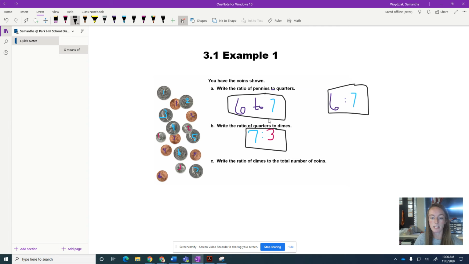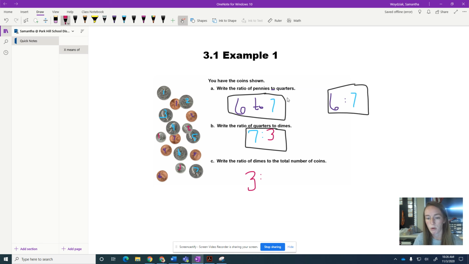Now this next one is a little bit different, so make sure you're paying attention. It says write the ratio of dimes to the total number of coins. So we already know how many dimes we have. If we go back and look, we had 1, 2, and 3. But then we need to write a ratio to the number of total coins. So that means every single coin, quarters, dimes, and pennies.